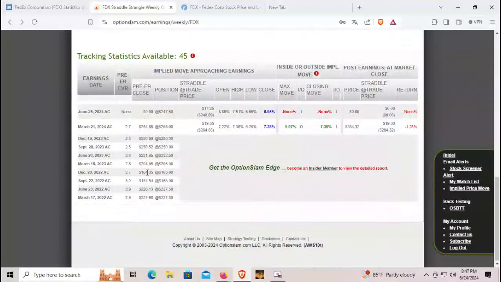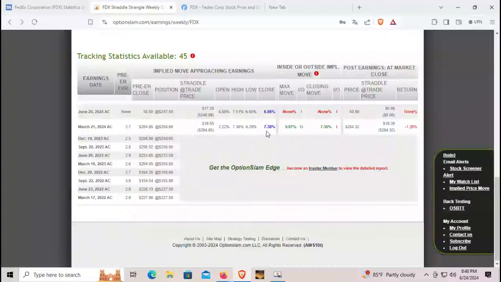Down here they have all the straddles for the earnings. As you can see: earnings date, preview earnings, EVR, pre-ER close, position, implied move approaching earnings, straddle trade open, high, low, close. So it's very specific just for earnings. On March 20, you have to be an inside member to have all this information. But as you can see, the EVR is pretty much the same, very steady at a 2.73 average. And the last one is the only one they have open for me.